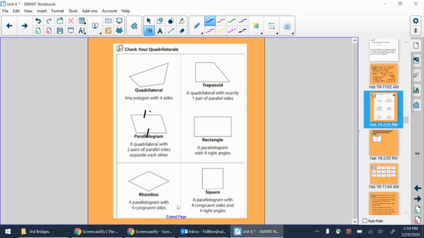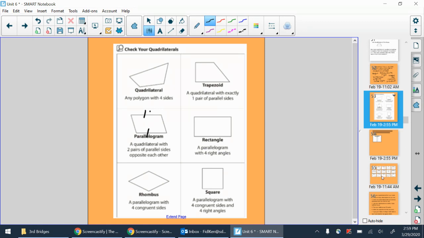To be a square, you have to be a parallelogram with 4 congruent sides, just like a rhombus, and 4 right angles, just like a rectangle. So squares require a lot of different pieces, different attributes.